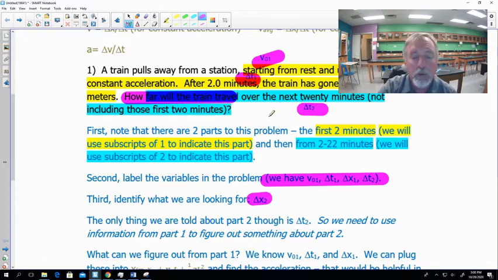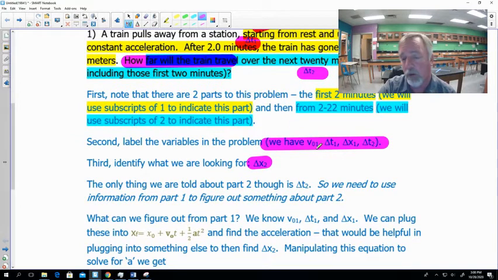What are we going to use? What can we figure out from part 1? We have our initial velocity. We have our change in time. We have a change in position, our change in displacement. So we can plug these numbers in.